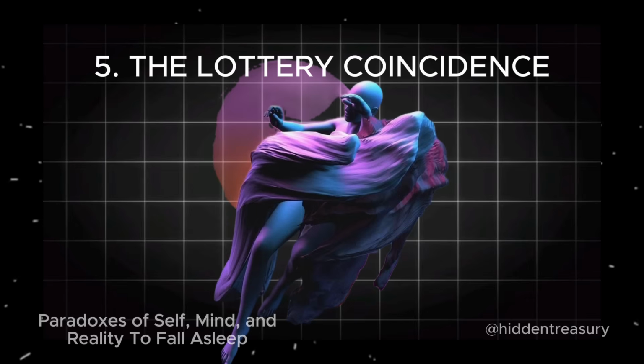But let's push this further. Humans are wired to see patterns, even in randomness. This tendency, known as apophenia, makes us look for reasons behind events, especially improbable ones. When something unlikely happens, like winning a lottery, we instinctively search for meaning. We might think, why me? Was this fate? Or is there something I don't know? These questions arise because our brains struggle to accept randomness.